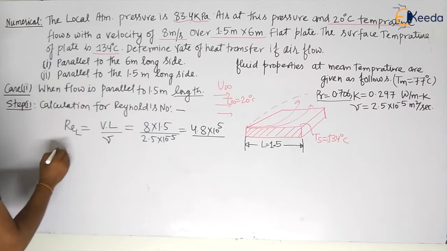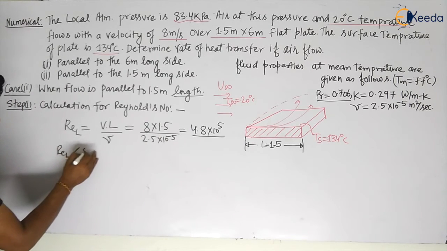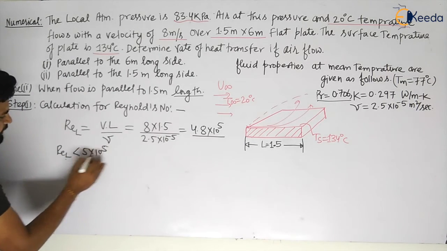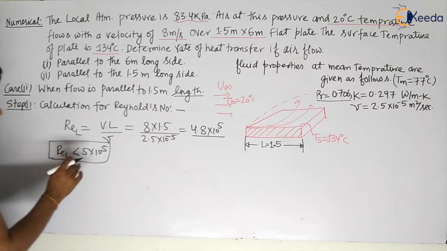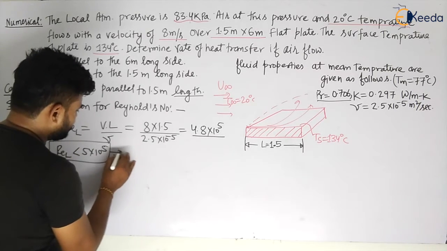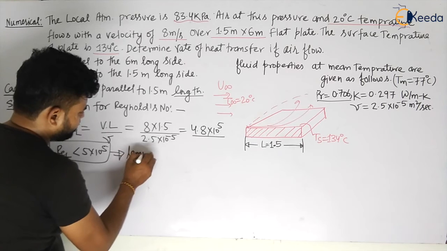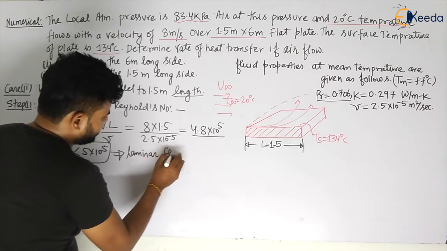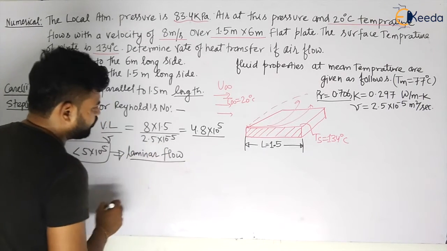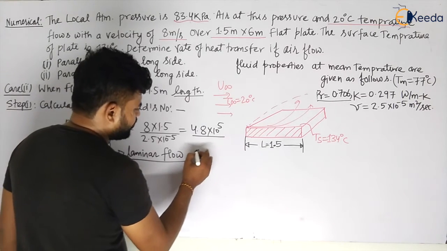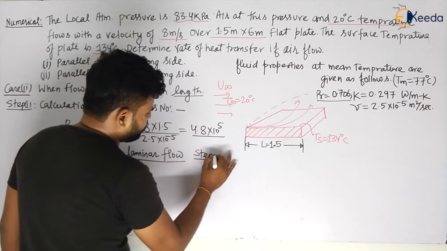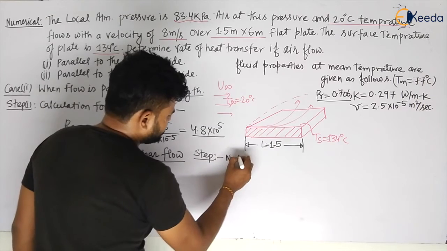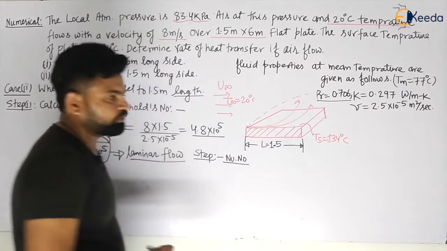So this number Re_L is now less than 5 into 10 to the power 5, and this kind of case is called laminar flow, my dear students. And for laminar flow over plates, in step second we will calculate the Nusselt number. So let us do the calculation for the Nusselt number.